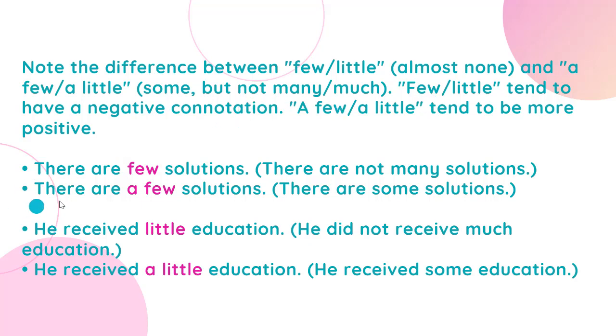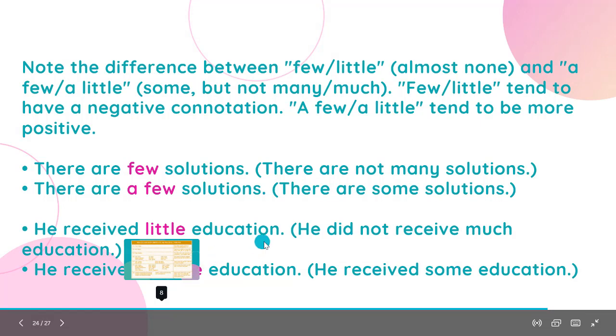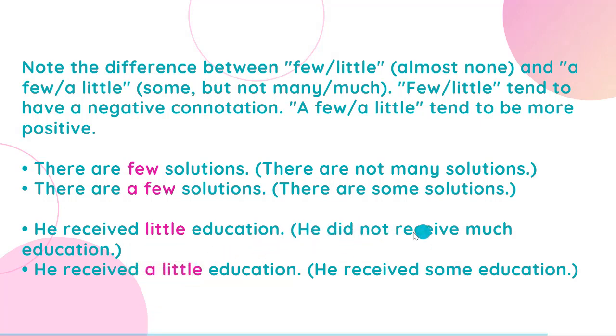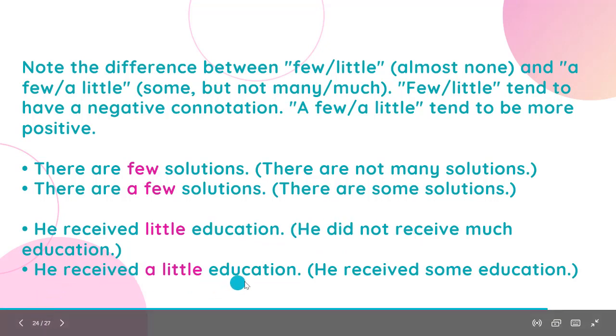Contohnya seperti begini. There are few solutions. Tidak banyak solusi. Berarti dia dalam keadaan sedang membutuhkan solusi, tapi tidak banyak solusi. Kalau misalnya there are a few solutions, ini adalah there are some solutions. Berarti ada solusi. Walaupun tidak dikatakan banyak. Next, he received little education. Nah, di sini berarti dia tidak punya banyak latar belakang pendidikan gitu ya. Nah, dengan he received a little education di sini dia mungkin sedang mendapatkan pelatihan atau pelajaran seperti itu ya. Contohnya untuk yang ini.